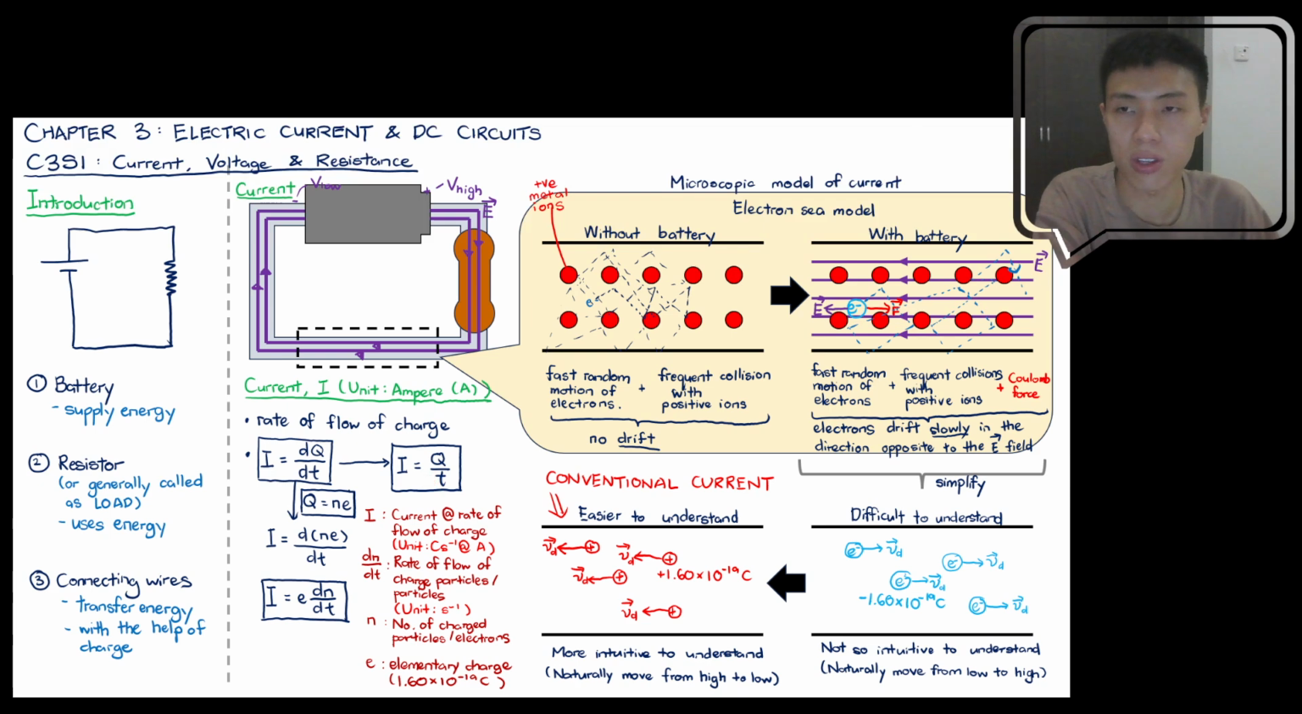We first went through an introduction of what's happening inside a basic circuit: who supplies energy, who uses energy, who transports the energy. Then we talked about the microscopic model of current and how we simplify things using the idea of drift velocity. We talked about why we need to switch to positive charge because it's easier to understand, and that forms our understanding of conventional current. And lastly, we talked about the mathematics of current, where we learned about it as the rate of flow of charge, which can be further manipulated to depend on the rate of flow of charged particles.